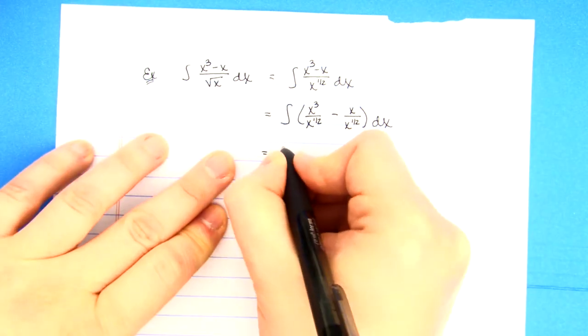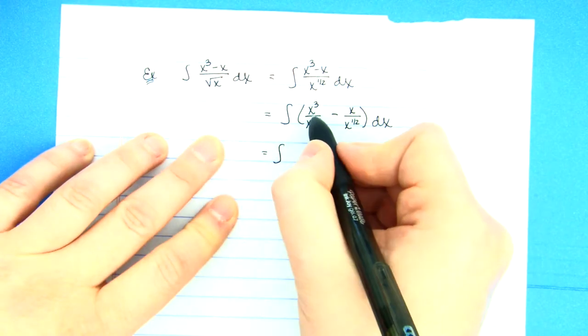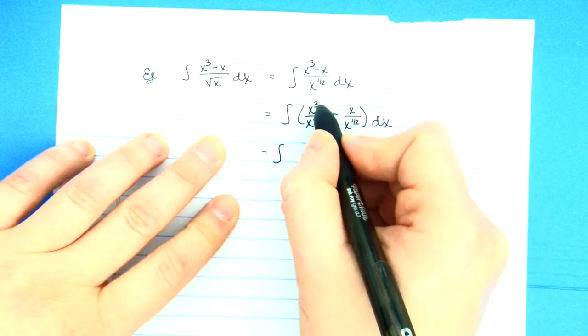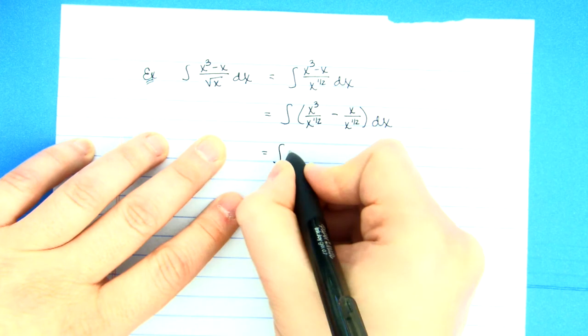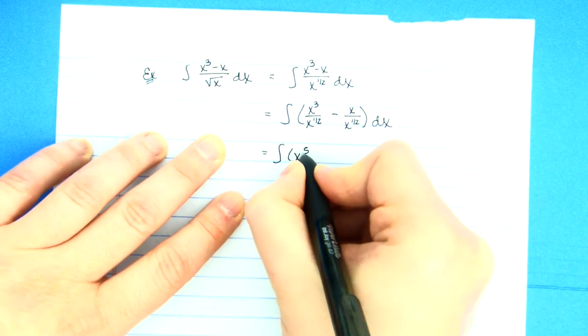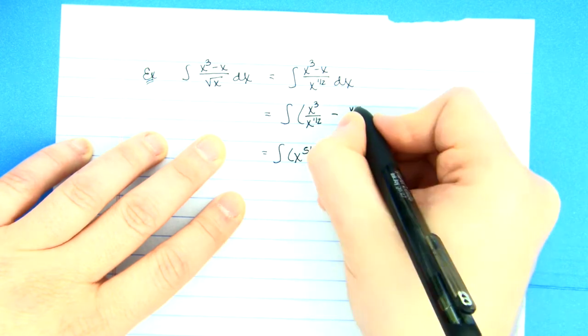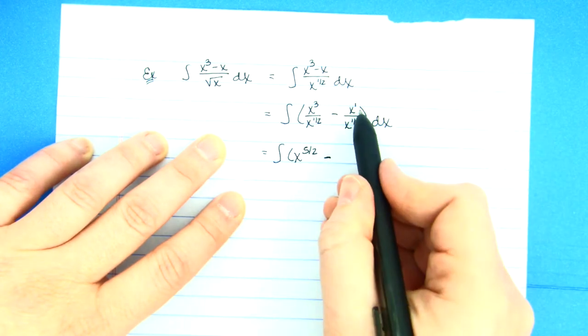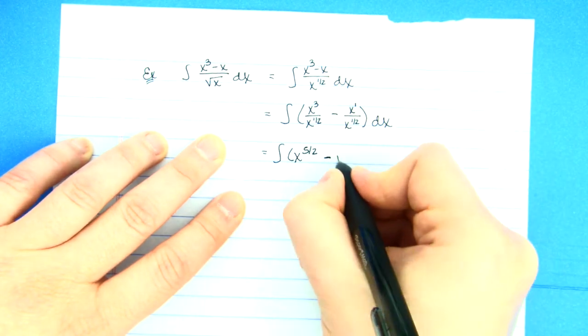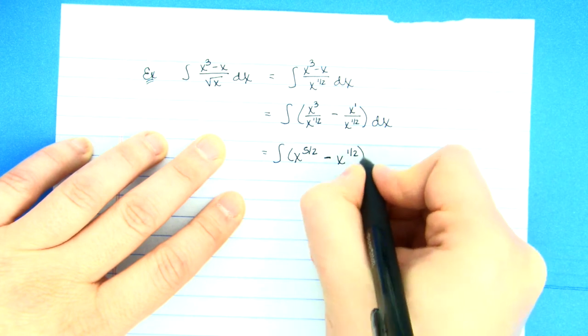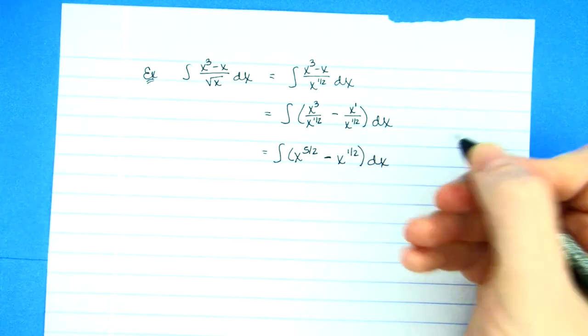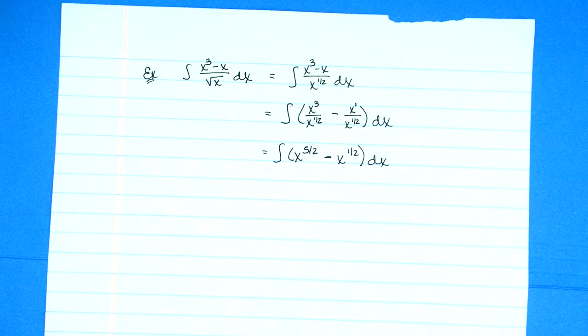Let's see, when we divide, we subtract the powers. So x to the third over x to the 1/2, that's x to the 6/2 over x to the 1/2. Subtract those, we're going to get x to the 5/2. I'm not doing any calculus yet, this is just exponent rules. Minus, okay, x to the 2/2 over x to the 1/2, subtract those. We should get x to the 5/2 minus x to the 1/2 dx. You go integrate that now.